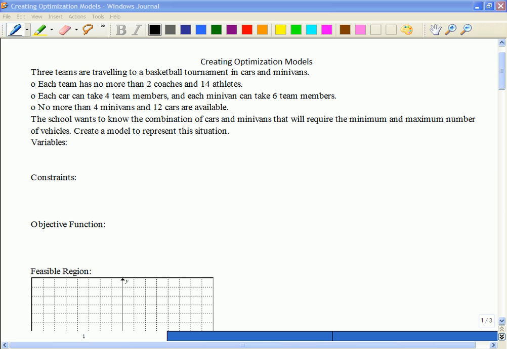All right, so clearly I'm boring you here. Let's move on. So C is going to be equal to cars, and M is going to be equal to minivans.